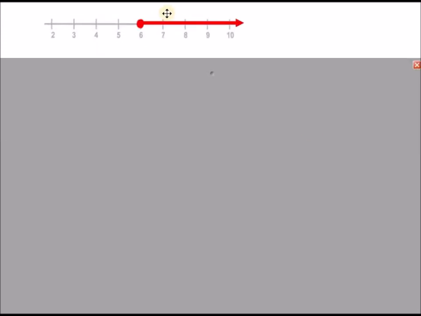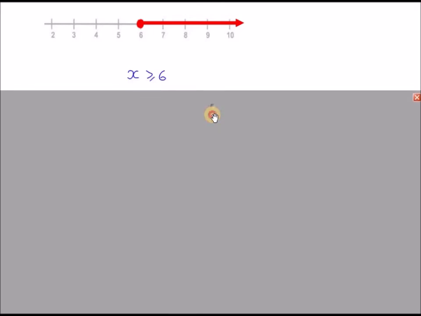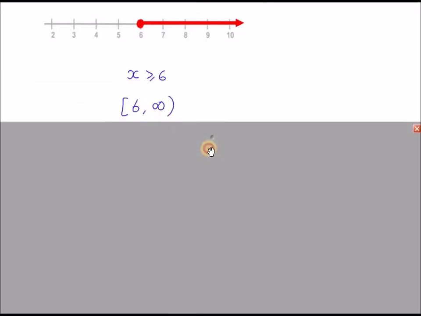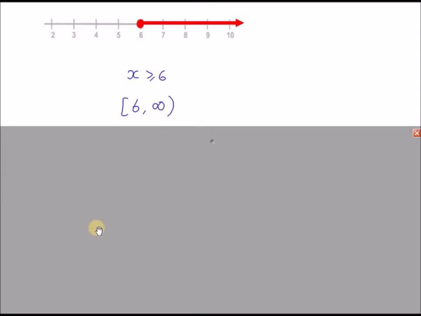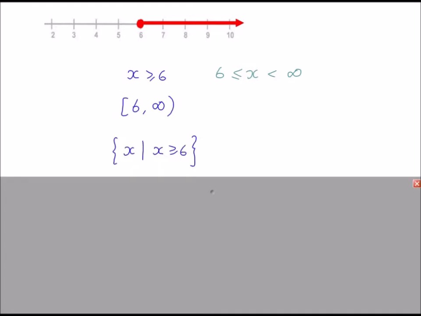Okay, next example, x is greater than or equal to 6, and the 6 is included, and this goes to infinity, so inequality form. Now this might be easier to understand if we write the inequality form like this. So you can see that the upper limit is infinity, but we've got a rounded bracket because it's x less than infinity. And then we have the set notation.